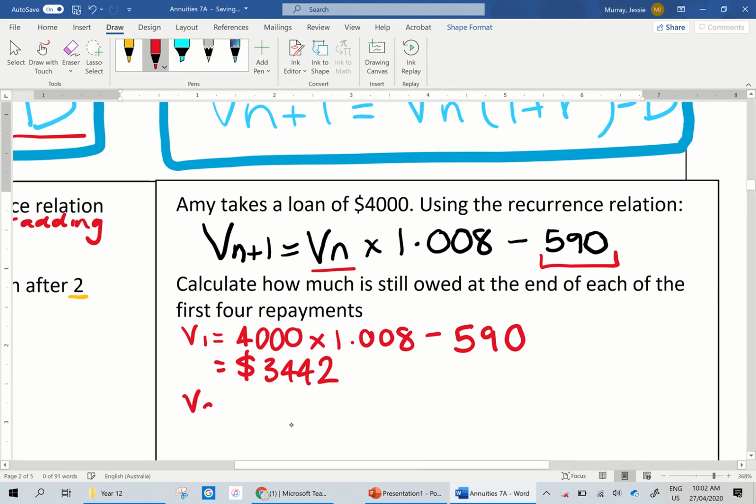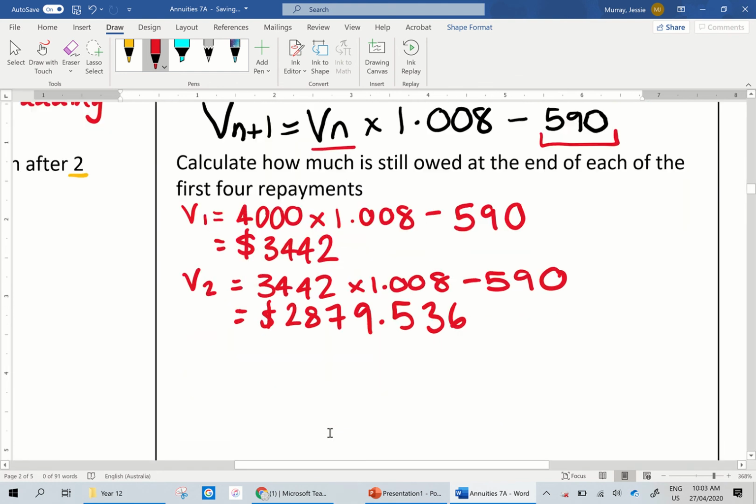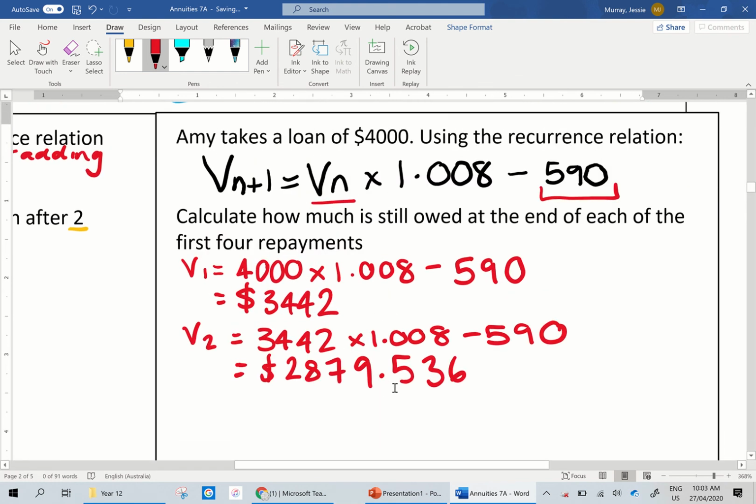So now we go to V2. We say, okay, well, my $3,442 that I have left owing, it gets charged interest. Then I make a repayment. Put that in your calculator and see what you get. $2,879.536. So now after the second repayment, I now only owe $2,879.